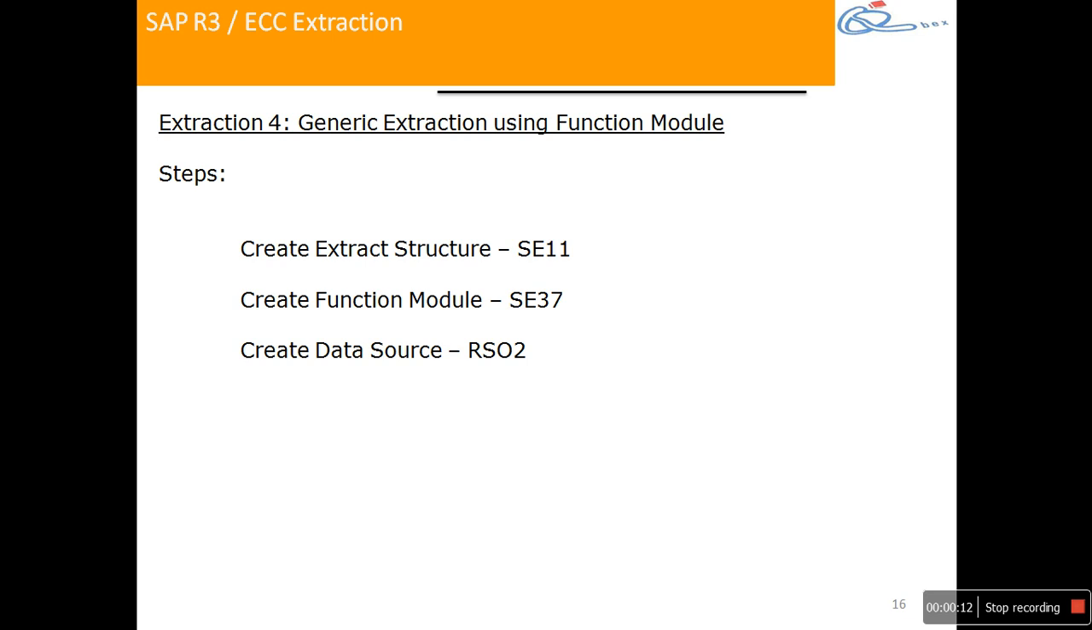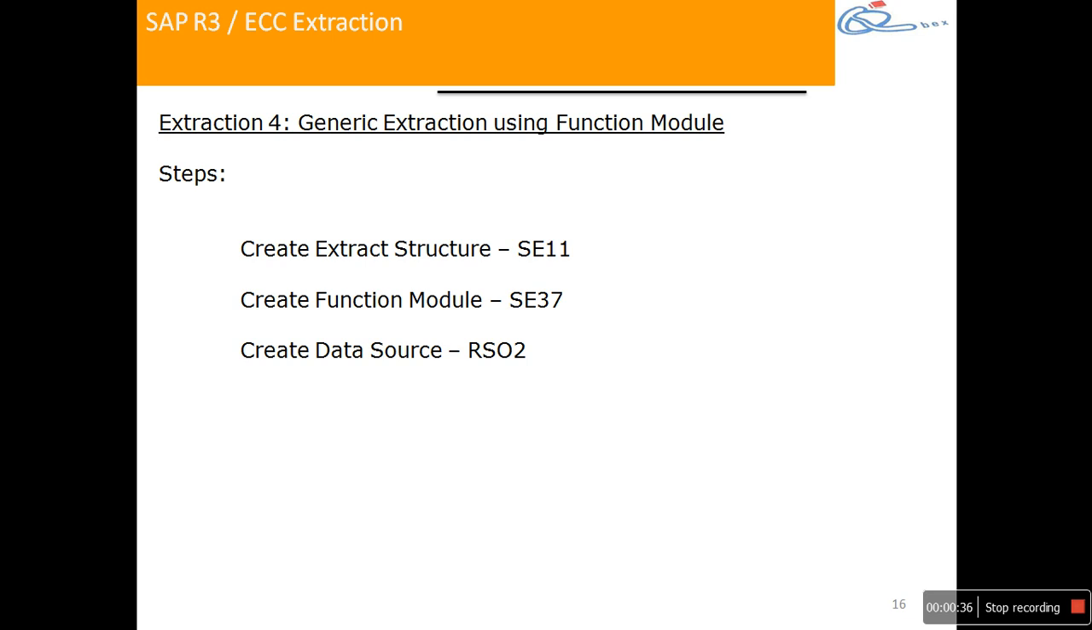See, when you performed your generic extraction using table, view, info set or domain, in all these 4 cases, did we create the extract structure, or is the extract structure formed automatically? The extract structure is formed automatically. But in case of function model, we have to create the extract structure. That is a major difference. In case of function model, we will have to explicitly create our own extract structure.